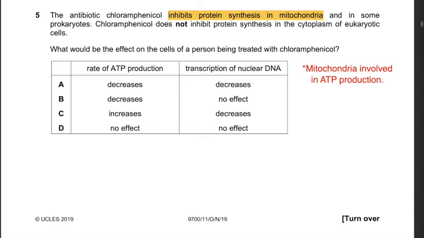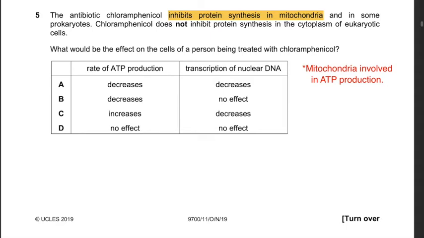With decreased rate of ATP production, there would be reduced activation of RNA nucleotides, resulting in reduced transcription of nuclear DNA. As activation of RNA nucleotides requires energy, and with reduced ATP production or reduced energy production, that leaves us with the activation of RNA nucleotides being less, and activation of RNA nucleotides is involved in the transcription process.